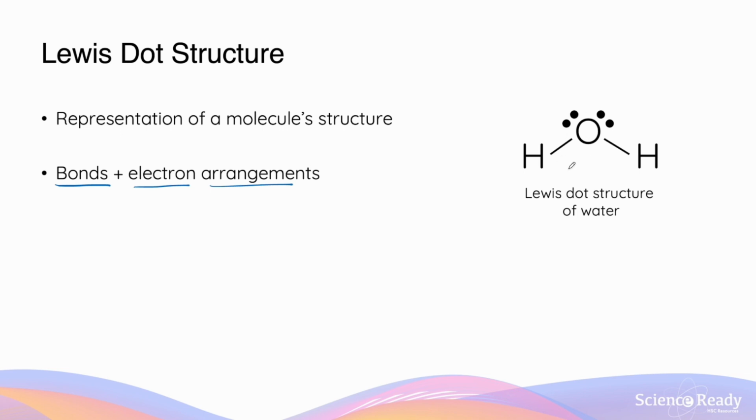Here you can see the Lewis dot structure for water, where the oxygen atom is connected to the adjacent hydrogen atoms via two covalent bonds, and the oxygen atom also has two pairs of lone electrons that do not participate in any bonding. So the Lewis dot structure helps us understand how atoms are able to connect together to form a molecule and helps us visualize what the molecule actually looks like.